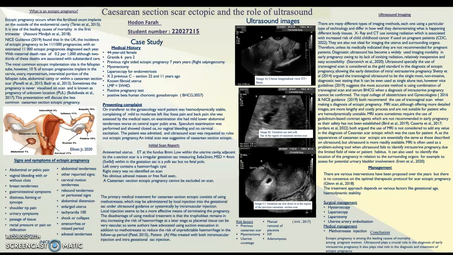NICE Guidance 2019 found that in the UK, the incidence of ectopic pregnancy is 11 in 1,000, with a maternal death rate of 0.2 per 1,000. Although 2/3 of those deaths are associated with substandard care, the most common ectopic implantation site is the fallopian tube.